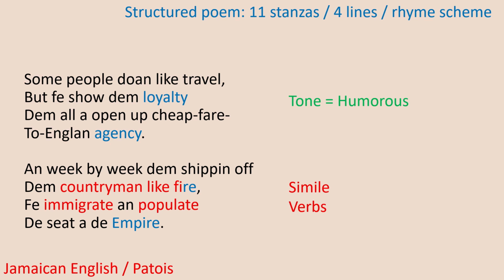Moving on to stanzas 5 and 6. The tone here is quite humorous. So some Jamaicans migrate to England, but those who don't like to travel, they don't want to seem disloyal. They don't want to seem like they're letting Jamaica down by not migrating. So they set up an agency to help other Jamaicans migrate to England.